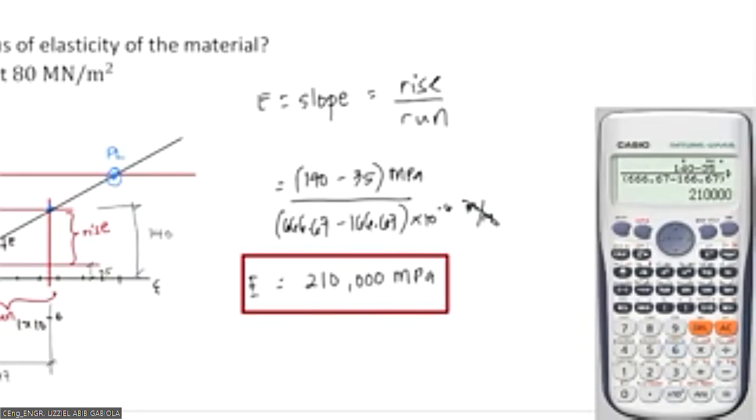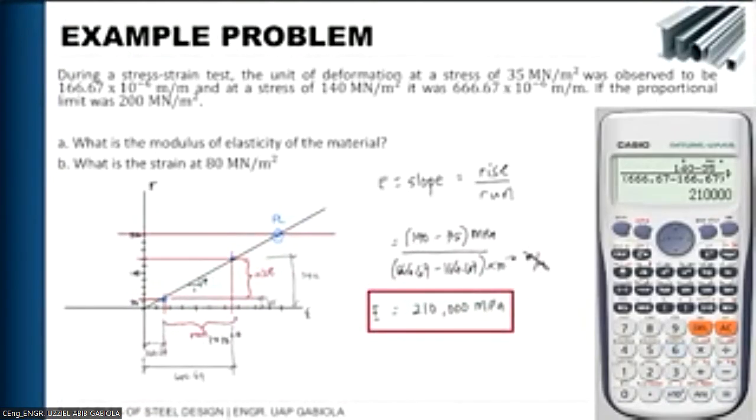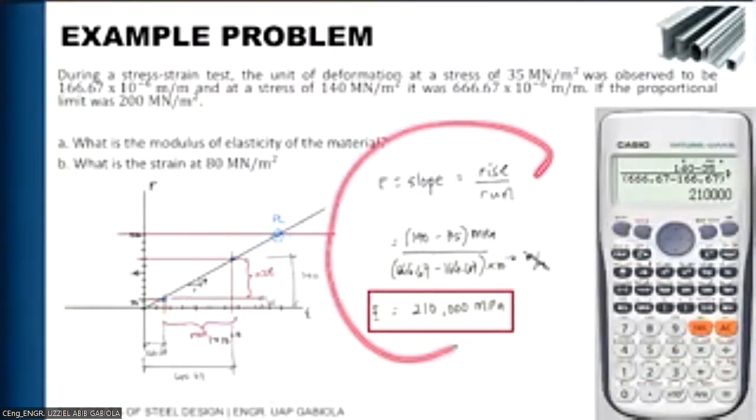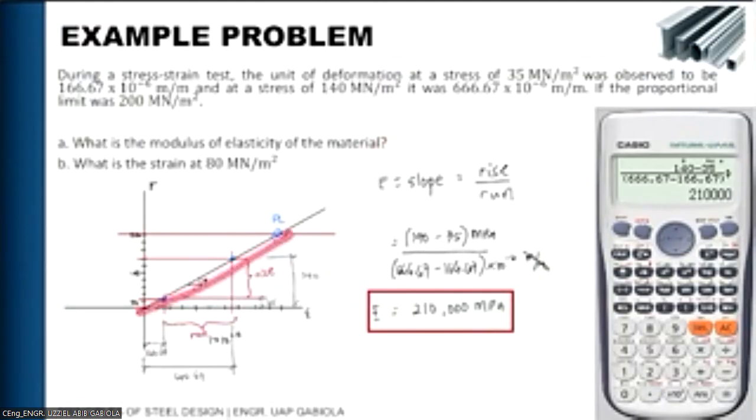Okay, so we can say now that the modulus of elasticity of the materials is indeed 210,000 megapascal. Okay, again, this formula is possible only within the linear portion or before the proportional limit of our curve or diagram is exceeded, or below the proportional limit. Okay.